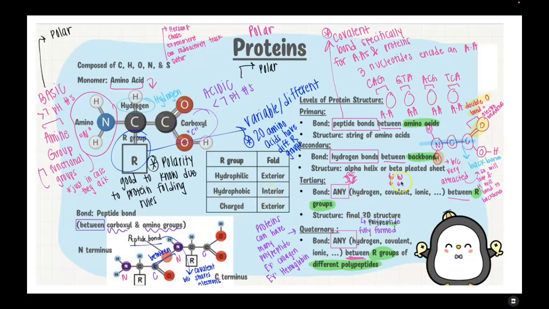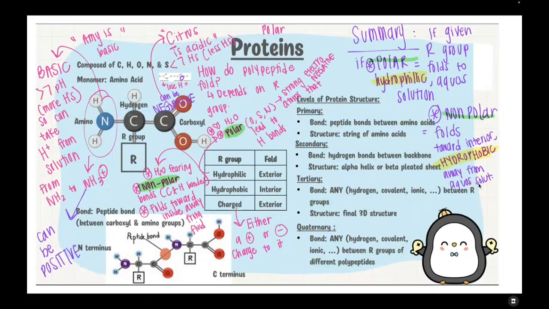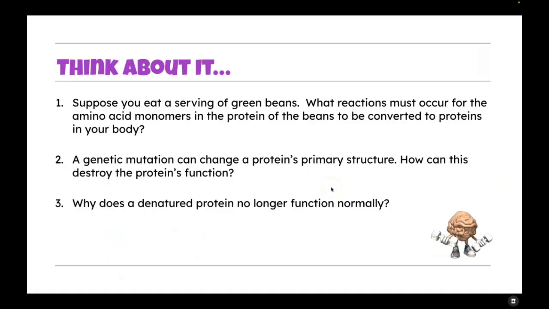And here is the summary of the bonds that are holding the primary, the secondary, the tertiary, and the quaternary structures. Pause if you need to, but I went over this already. Basically, in summary, you want to remember that anything that's polar is hydrophilic, and so it's going to be folding onto the exterior. Anything that's non-polar is going to be hydrophobic, and it's going to be folding towards the interior structure.